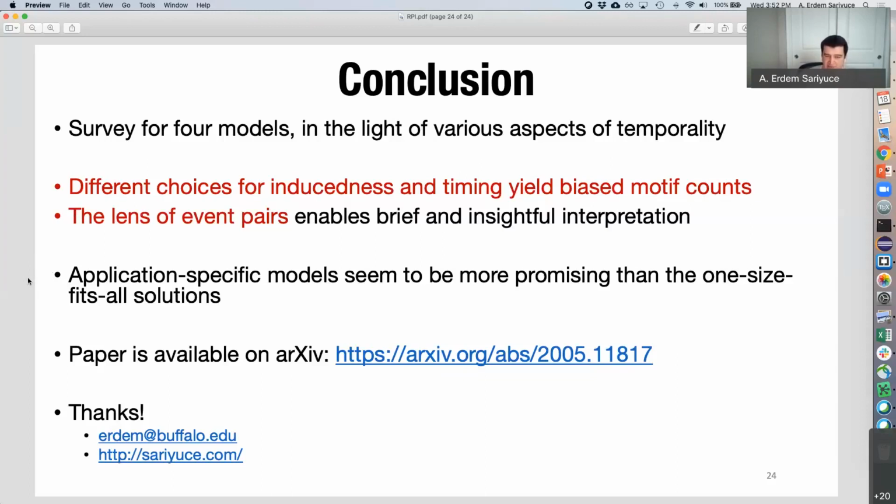My gut feeling is people are trying to come up with these one-size-fits-all solutions, and this is already hard for static networks. And the variety is very large in the temporal context. Temporal networks are very different from each other, and it looks like application-specific models are the way to go. If you want to design a temporal network motif model for only, like, text messages, it seems more promising than coming up with a more generic solution, I believe.